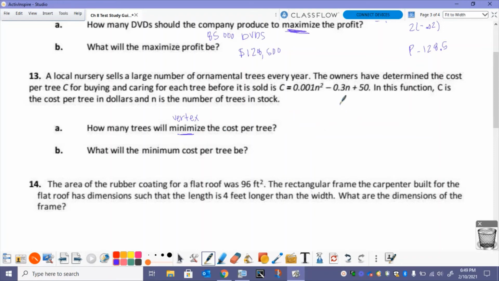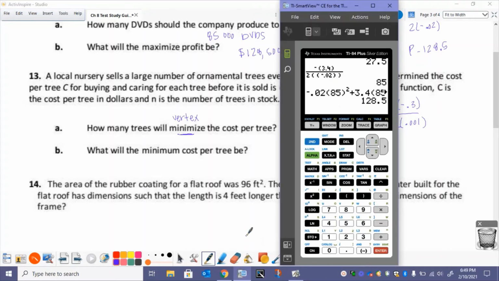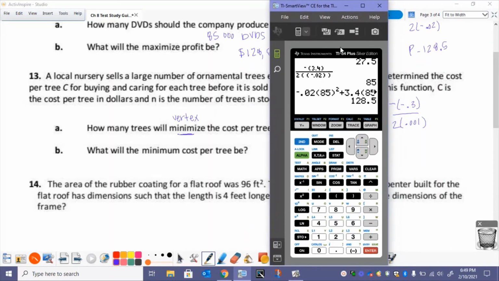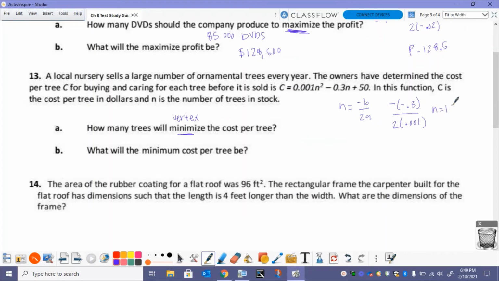So in this case, N is negative B over 2A. So we would have negative times B. In this case, B is negative, so be really careful that you're bringing those signs down and keeping the negative that was originally in the formula. Over 2 times A, which is 0.001. Okay, let's pull up our calculator and plug that in. Alpha y equals for your fraction, negative times negative 0.3 over 2 times 0.001. Okay, and we get 150. So that means N equals 150.